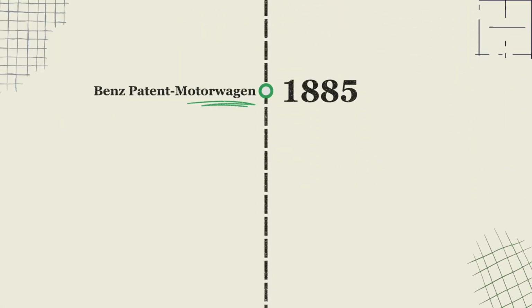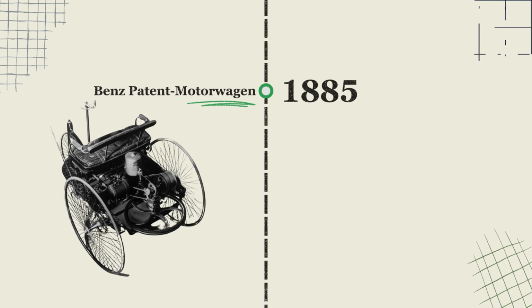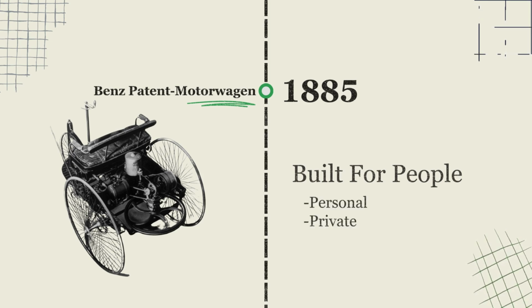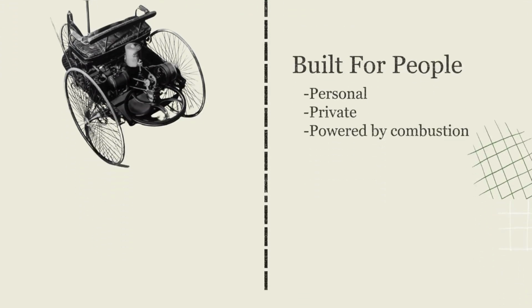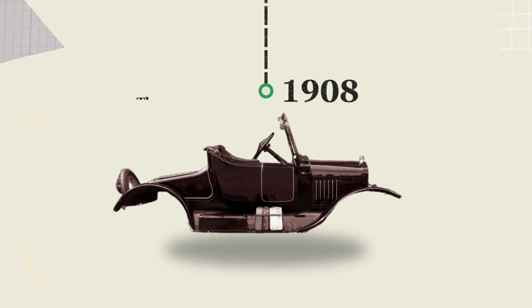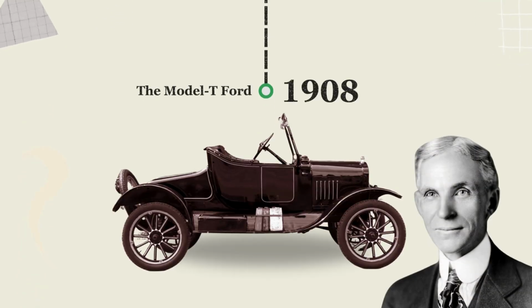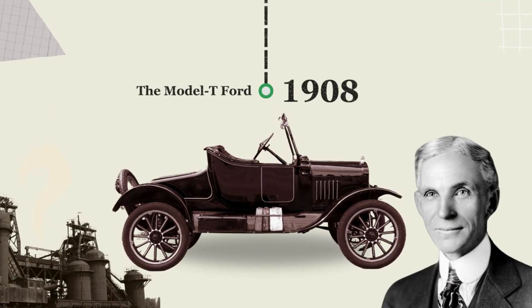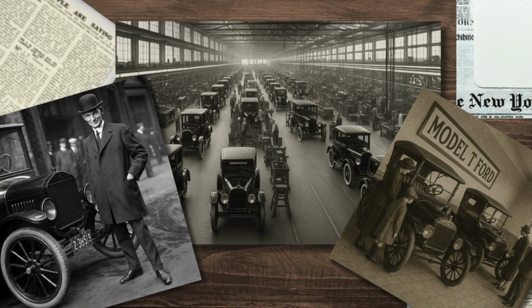Carl Benz introduced the patent motor wagon, the first practical automobile. It wasn't built for factories or railways. It was built for people. A new kind of freedom, personal, private, and powered by a combustion engine. But the real revolution didn't happen until 1908, when Henry Ford launched the Model T, the first car for the masses. Suddenly, the car wasn't a luxury. It was everywhere, and that changed everything.